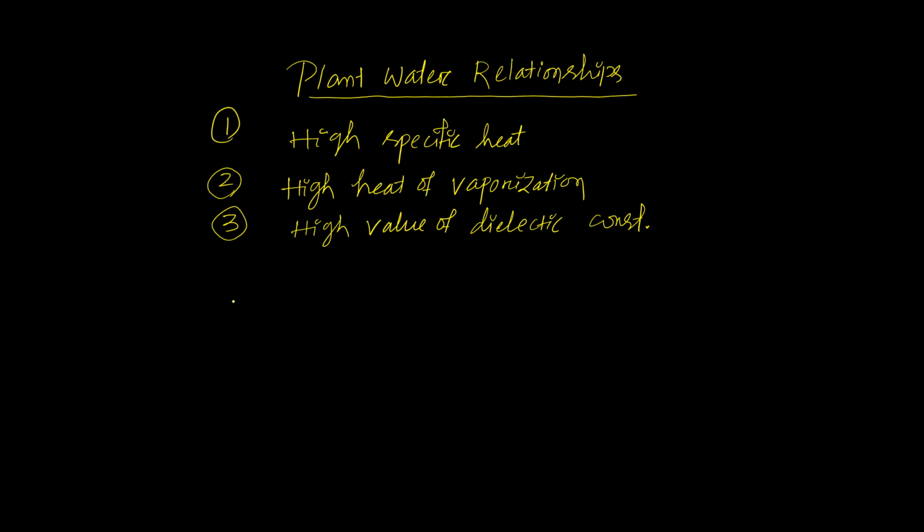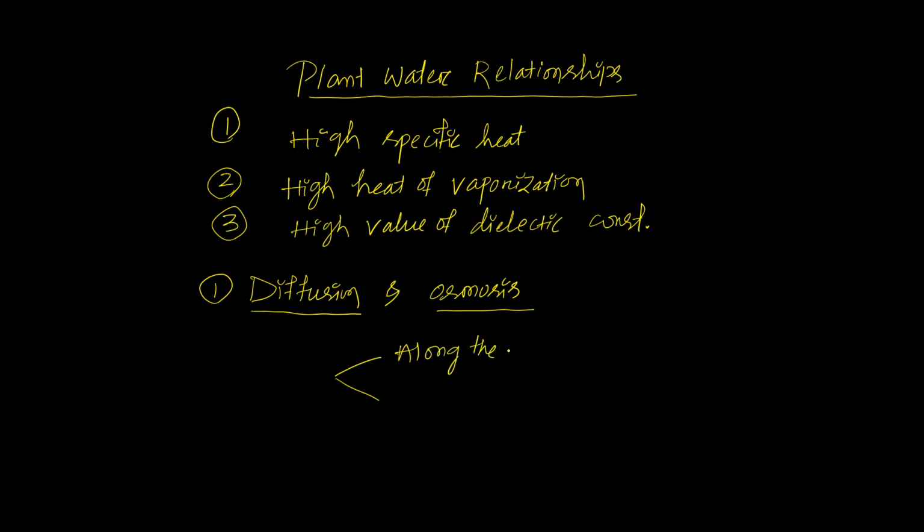Okay, first diffusion, then osmosis. Diffusion is basically the movement of molecules along the concentration gradient. Here we have to remember two things: along the concentration gradient, and against the concentration gradient.